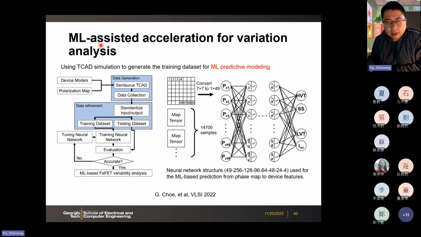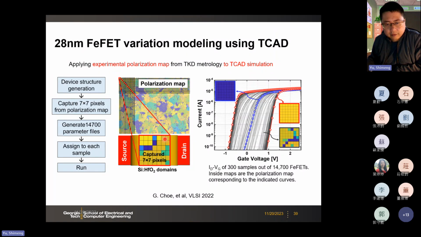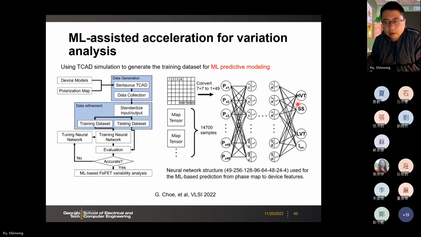So here we use a machine learning technique to treat this as an image classification problem, because here the input essentially is the 7 by 7 pixel image, showing the polarization variation map. And then we treat this as an image classification problem. So we try to build a neural network model to predict, if the input image is like this, then what is the output of the characteristics? For example, the high VTH, low VTH state, subthreshold slope, and current state.